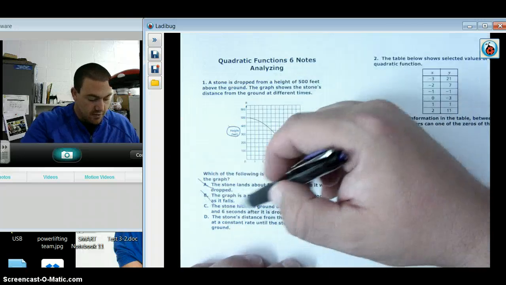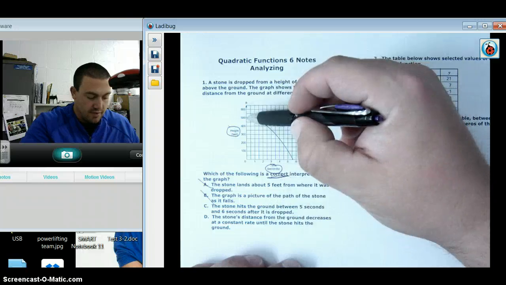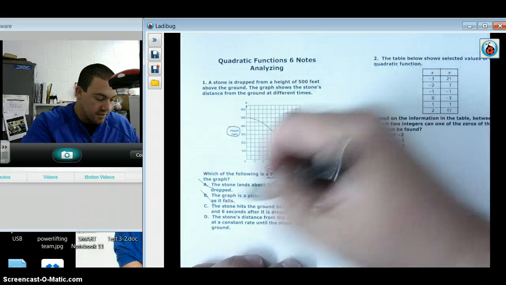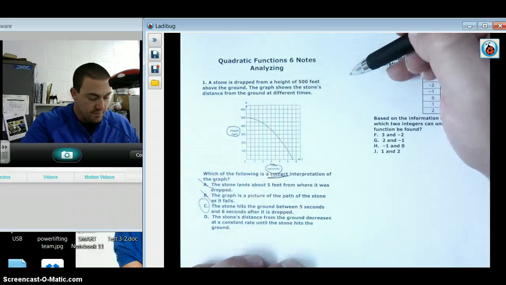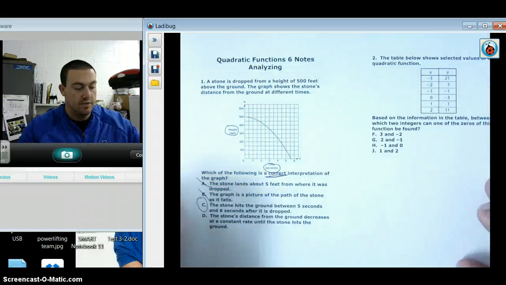Letter C says the stone hits the ground between 5 seconds and 6 seconds after it's dropped. Well, here's where it's dropped. Here's time passing, and sure enough, it does hit the ground in between 5 and 6. That's the one that we want. Alrighty? So, let's move on to question number 2.